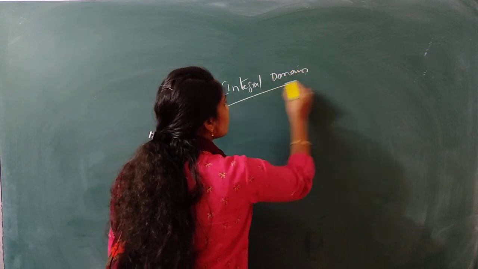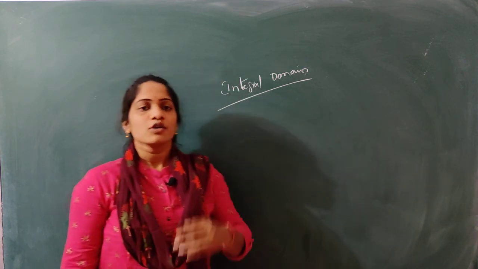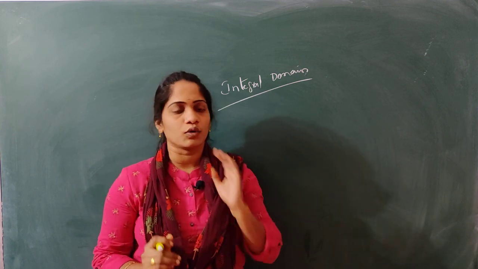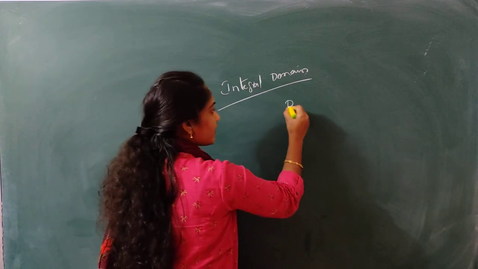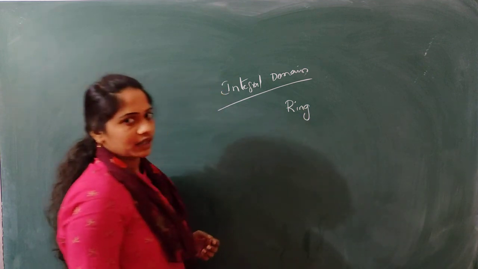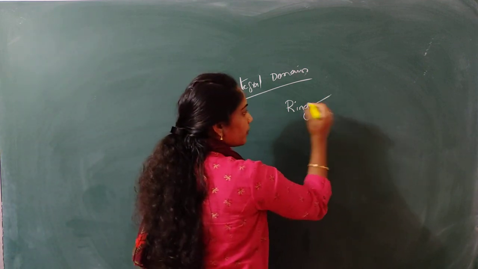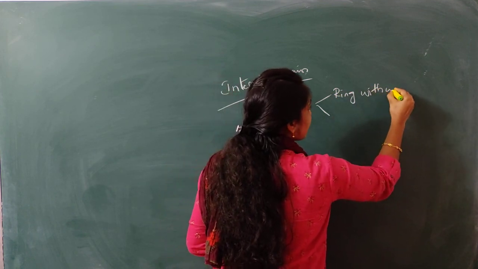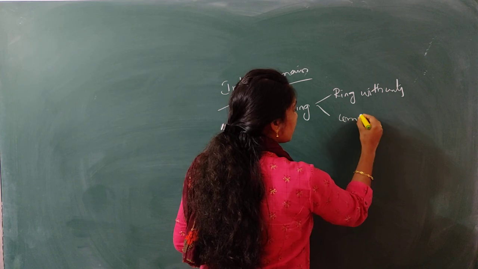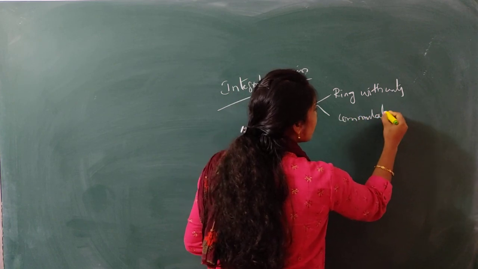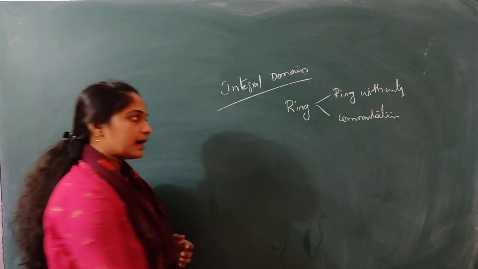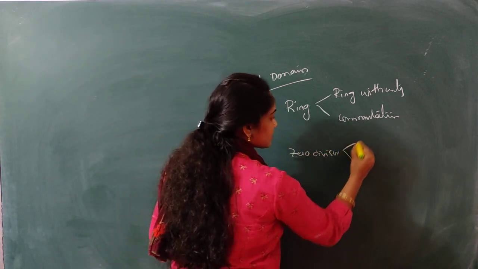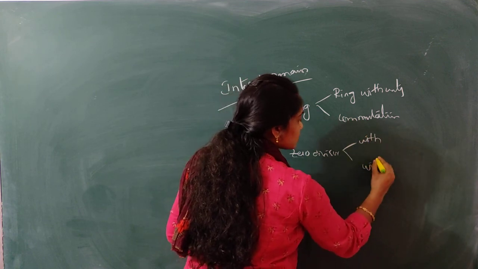Before going to the integral domain definition, we have to revise the previous lectures, the first and second. In the ring definition we discussed 2 topics, that is types of ring: ring with unity and commutative ring. And the second thing is zero divisors, with zero divisors and without zero divisors.